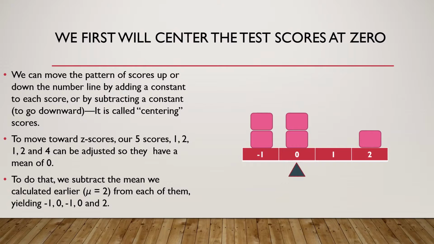To move our 5 scores to z-scores, they can be adjusted. So we take those 1, 2, 1, 2, and 4 obtained scores, and what we're going to do to get them to 0 is to subtract the mean we calculated earlier of 2 from each score. And that yields a new set of scores that go -1, 0, -1, 0, and 2. And as you can see on the figure to the right, the pattern of scores remains the same, but now their mean has been moved such that it's 0, which is the outcome that we desire.